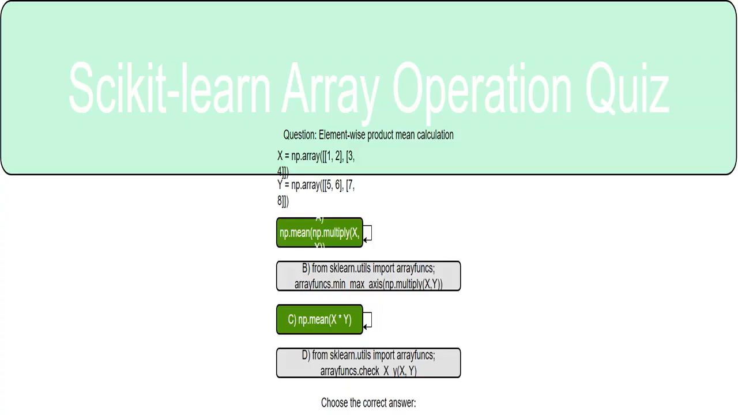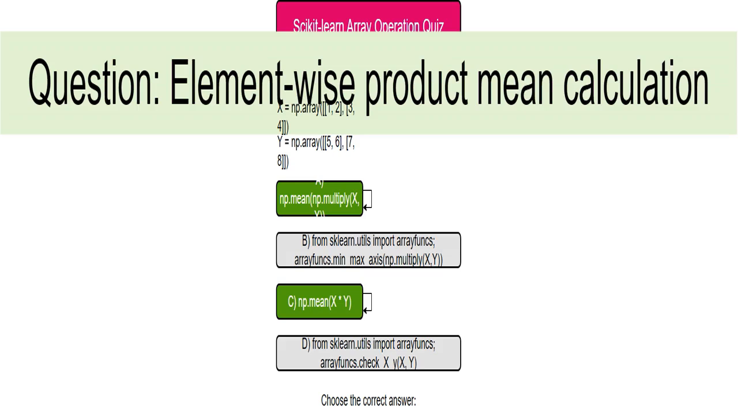This quiz focuses on performing array operations using Sklearn, a popular machine learning library in Python. Specifically, it tests your understanding of how to perform element-wise multiplication and calculate the mean of the resulting array. The core of the quiz is about performing an element-wise multiplication between two arrays and finding the average value of the elements in the resulting array. This is a common task in data analysis and machine learning.